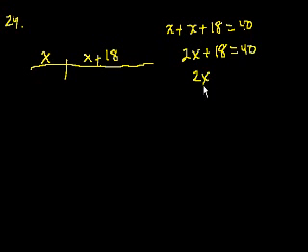And then I get 2x is equal to, subtract 18 from both sides, that's 22. So x is equal to 11. Next problem, let me switch colors.